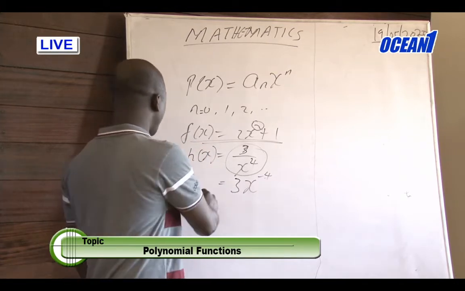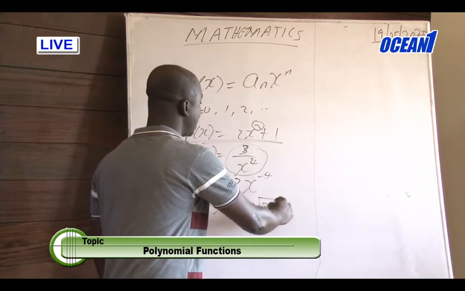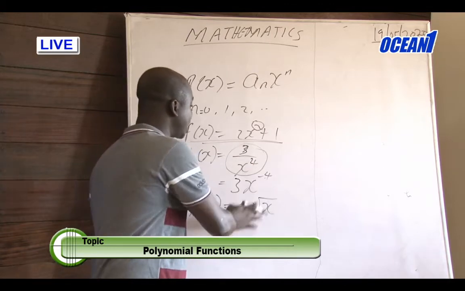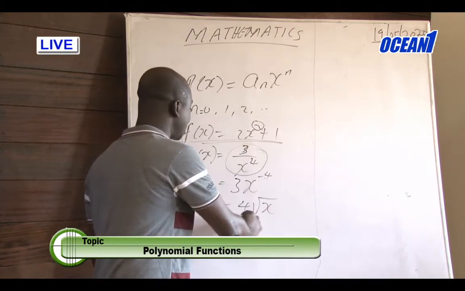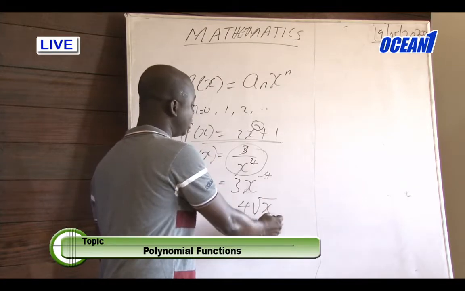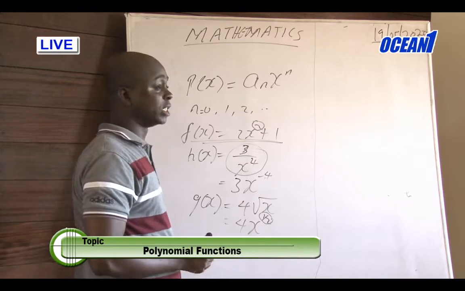Similarly, if we have another function of the form g(x) equals 4 root x, for example, then in a standard form of making this an exponent, this can be written as 4x to the exponent 1/2, as you remember in class. This is also a fraction, so a radical. We cannot accept this as a polynomial function.